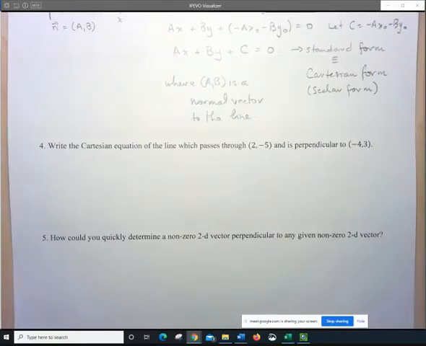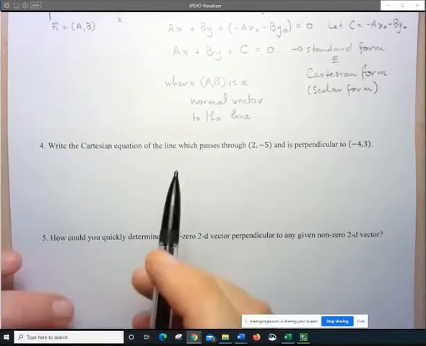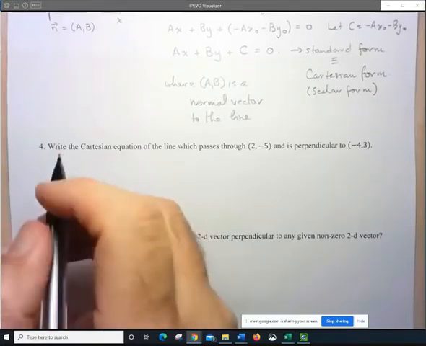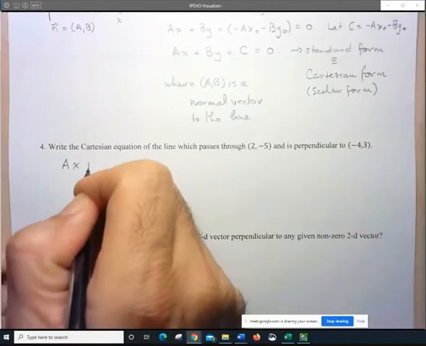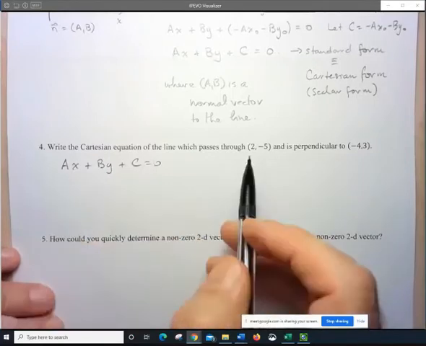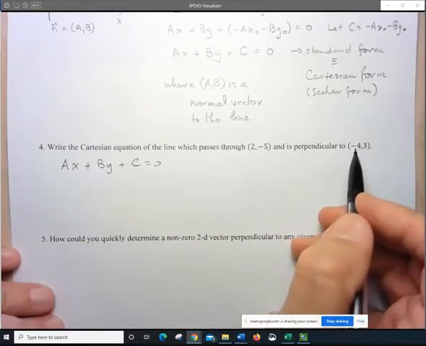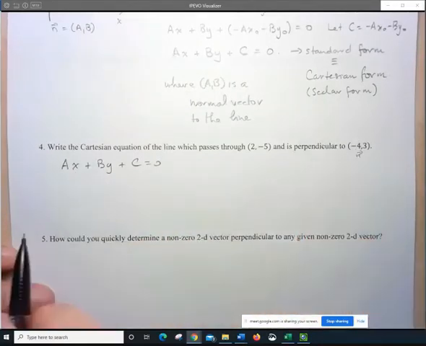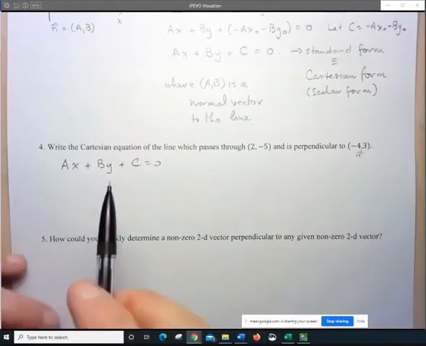Okay, so we're back here. So what's a quick way we can do this problem? Okay. What do you think the first thing is that I'm going to write, given that I know that I'm looking for the Cartesian equation? There you go. I'm going to start with the fact that I know that the equation has the form ax plus by plus c equals 0. So right away I know that because the line is perpendicular to this vector, this is going to be my normal vector. So that means a is equal to -4, b is equal to 3. But what I'm looking for now is the c value.